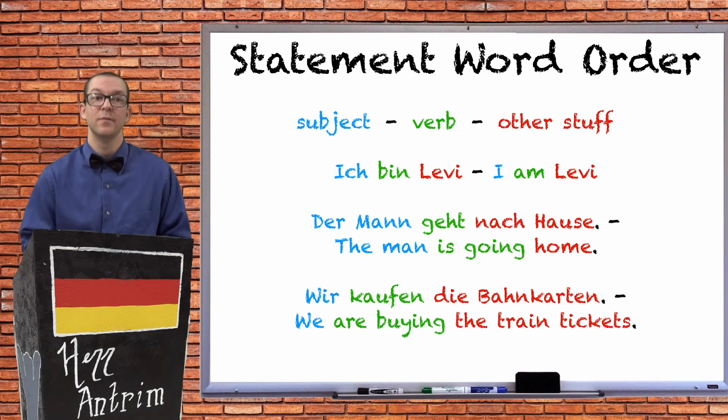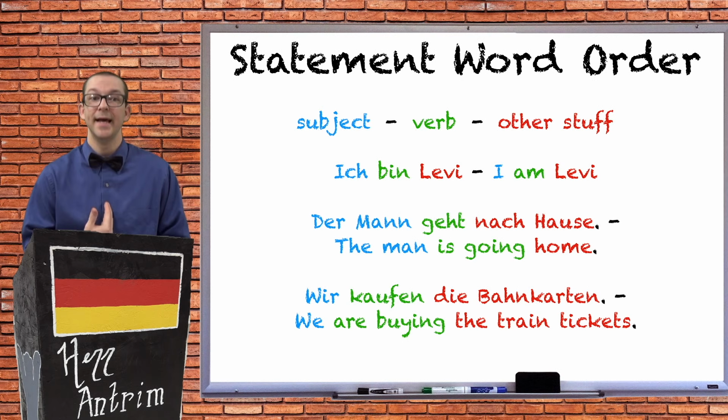Before we can get into the formation of questions, we need to first take a step back and look at the formation of statements, so you understand what's going on when we switch to a question. Statements generally start with the subject of the sentence, the person or thing that is doing something in the sentence. The next thing is the verb, which is changed to match the correct form for the subject. After that, we have a variety of different things, but to keep things simple for today's lesson, we are going to refer to these things as other stuff. So, general word order for a statement in German is subject, verb, other stuff.